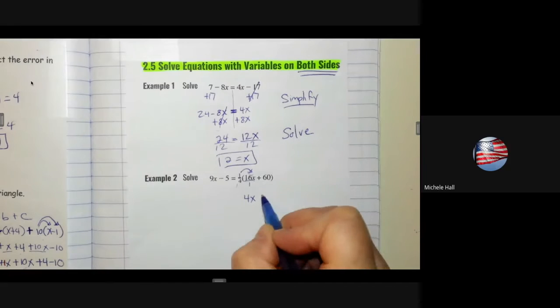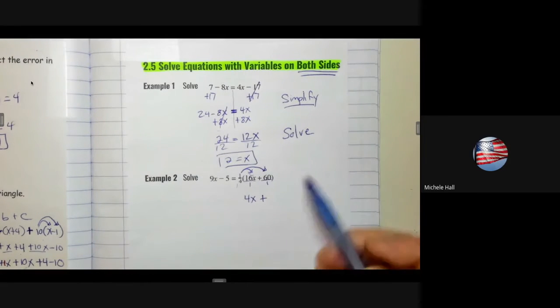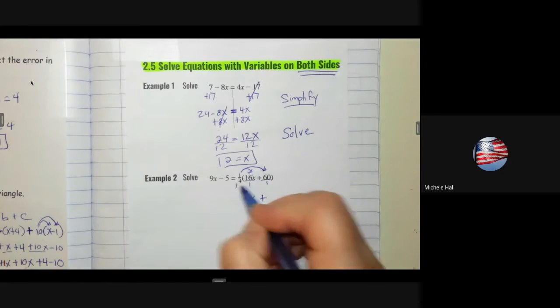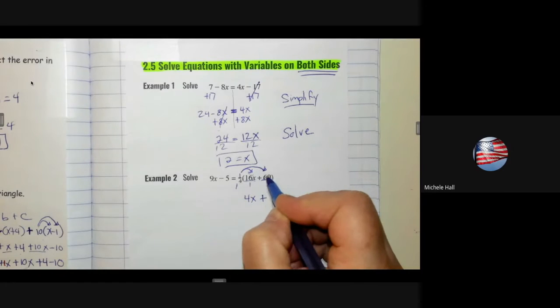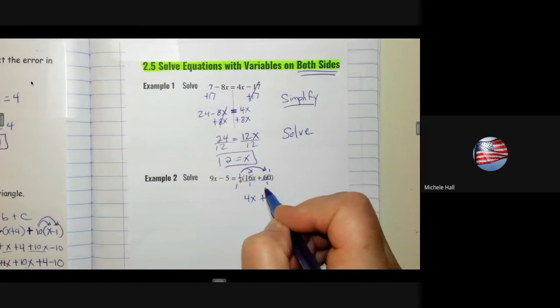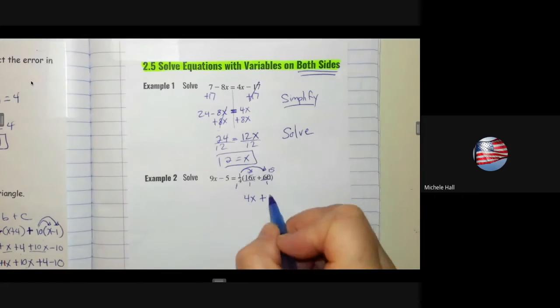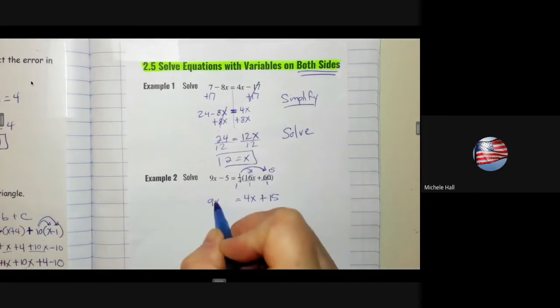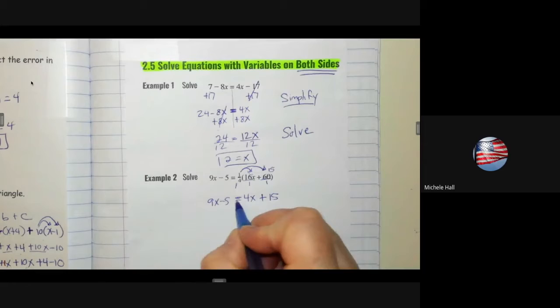Positive times a positive is still positive. And now, make 60 a fraction. Can 4 go into 60 evenly? 4 goes into 4 once. 4 goes into 60. Let's see. It goes in 1 time, and there's 20 left over. So 15. 4 goes into 60 15 times. I'm still simplifying right now. There's my equal sign. I'm still simplifying.